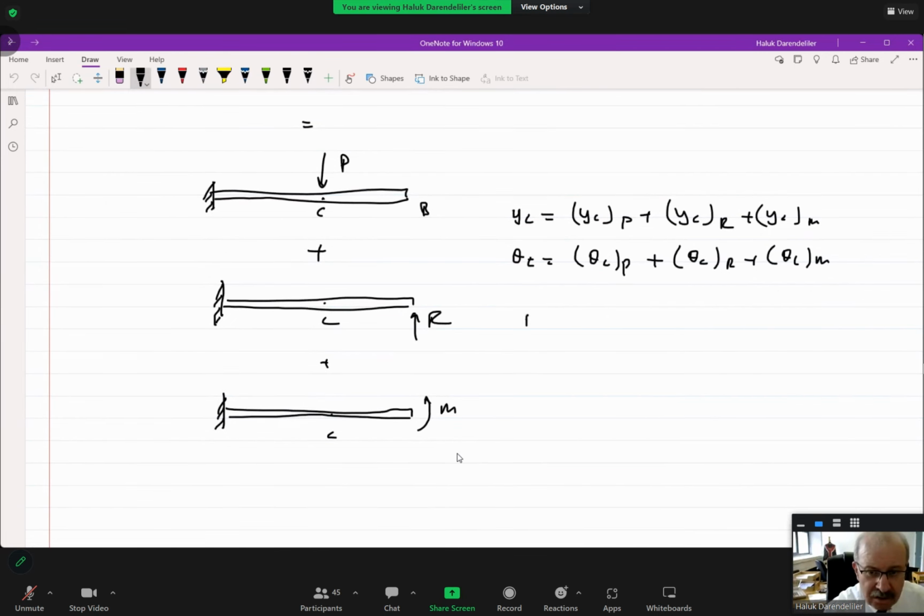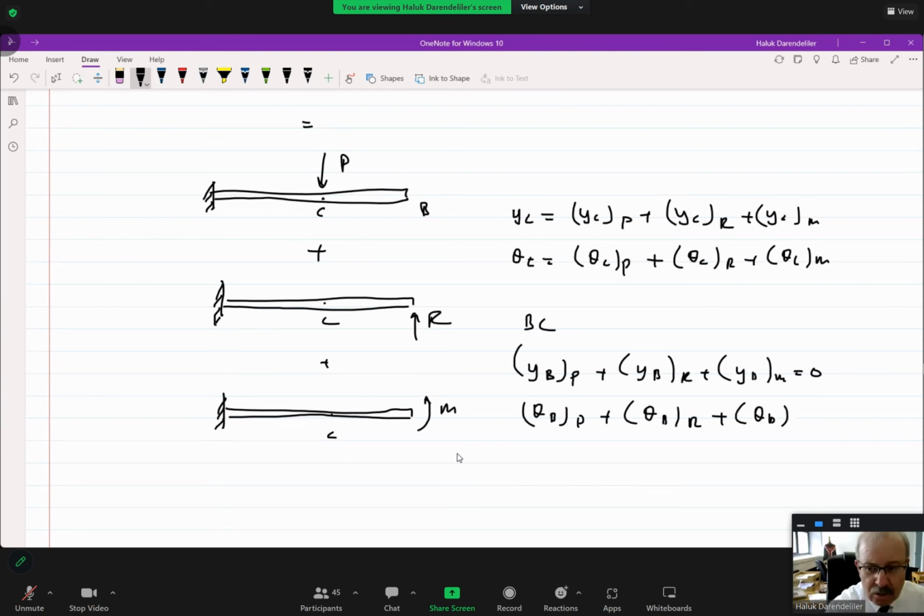boundary conditions are defined as follows, in addition to the constants. What are those? The deflection at B due to force, plus the deflection at B due to R, plus the deflection at B due to moment must be equal to 0. Similarly, the theta at B due to force, the slope, the theta at B due to R, which you can calculate, and theta at B due to moment is equal to 0. Now, you have enough equations to solve this problem.